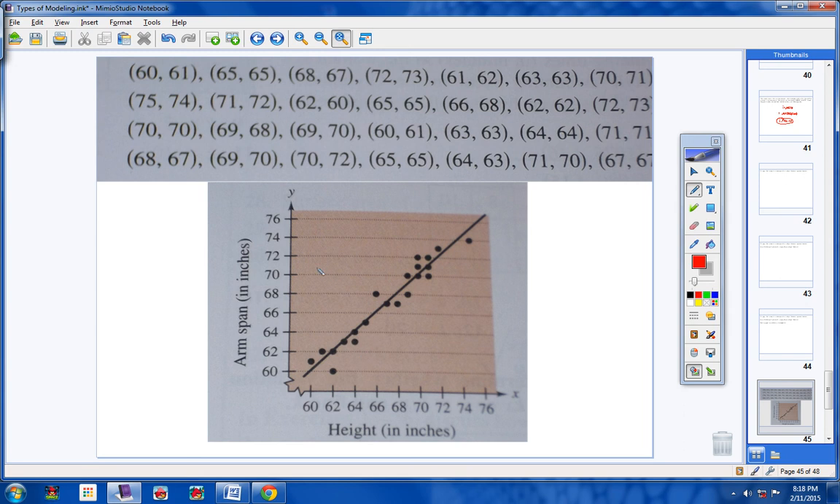Now, if the points had been all over the place, like buckshot, if you've ever gone deer hunting, you know what buckshot is, then no, that's not going to be a linear relationship, okay? But this definitely has a linear pattern, a linear relationship. So because we can see that, we're going to go ahead and try to find a linear model that best fits this data.